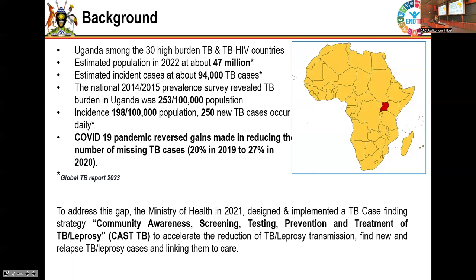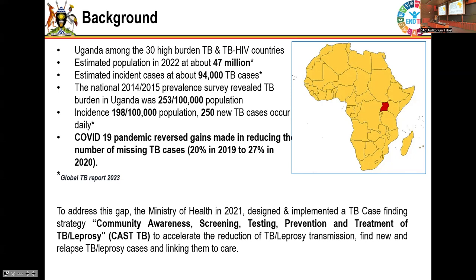But then boom, 2019, COVID-19. So all the gains we had made at that time, I'll show you in the slides, started going down. So we started having big numbers of people missing TB, and everything we had started to gain started losing momentum. So in 2021, we said, okay, let's sit and review this. So we said, let's design something that takes us to the community, because if the people are not coming to us, we need to go to them.